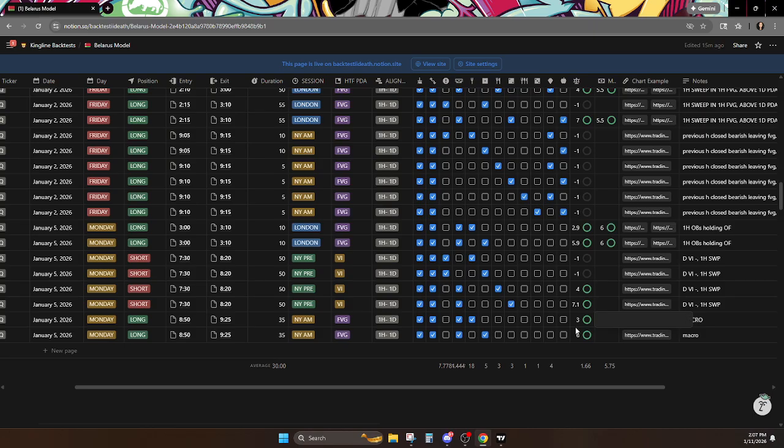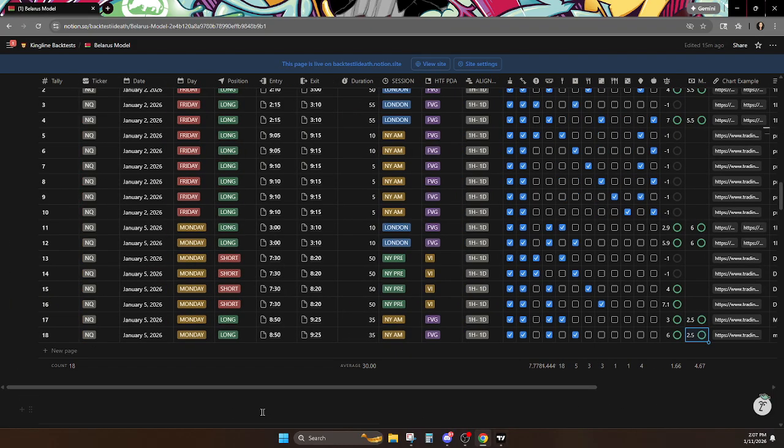So we got 3R and 6R on that. And the max R, which doesn't make sense, but the max R was 2.5 from the idea. All right, so we're at 2 hours from when we hopped on.